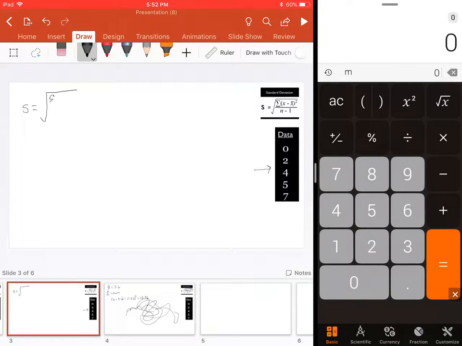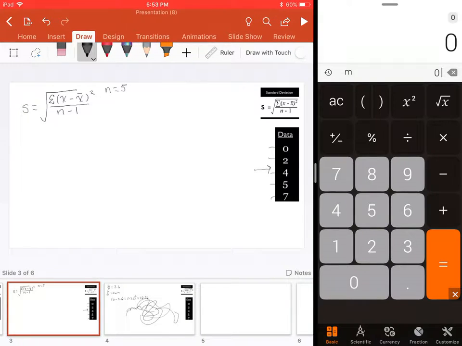This little e stands for the sum of. In parentheses, we have x minus x bar squared. X bar happens to be the average. And beneath that, we have n minus 1. N is the number of samples in this data set. So n is equivalent to 1, 2, 3, 4, 5.